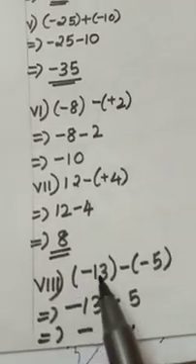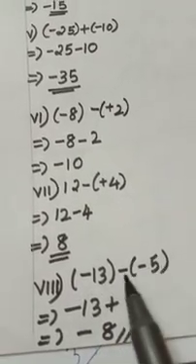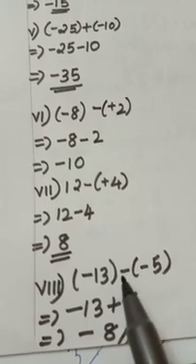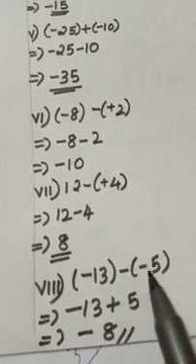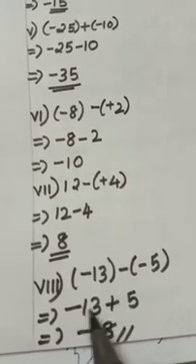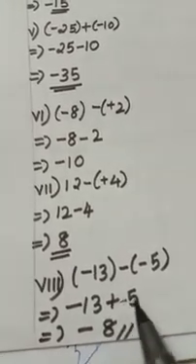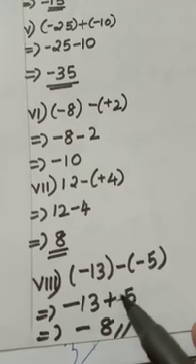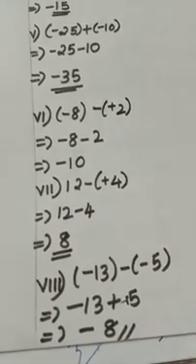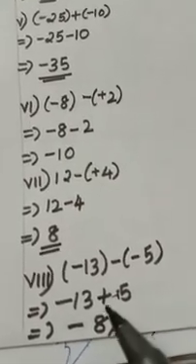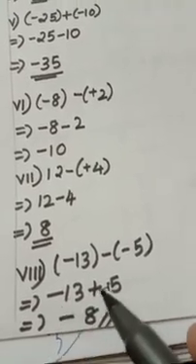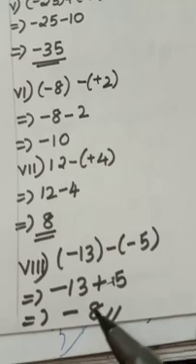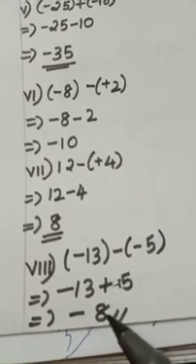Eighth question. Minus 13 minus minus 5. Two signs coming together, combine to form one. If same signs are there, it will combine to form positive. Okay. Minus 13 plus 5. Same sign you have to add, different sign you have to subtract. Here different signs are there, so you have to subtract and put the bigger number's sign.